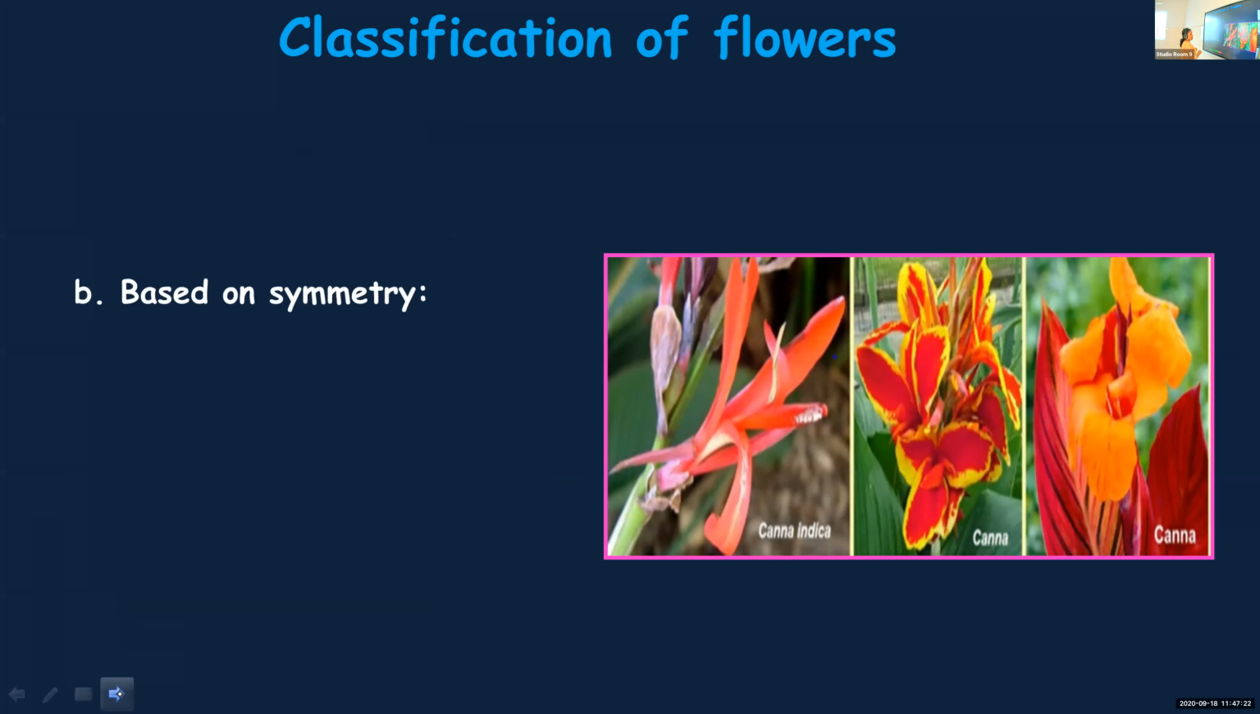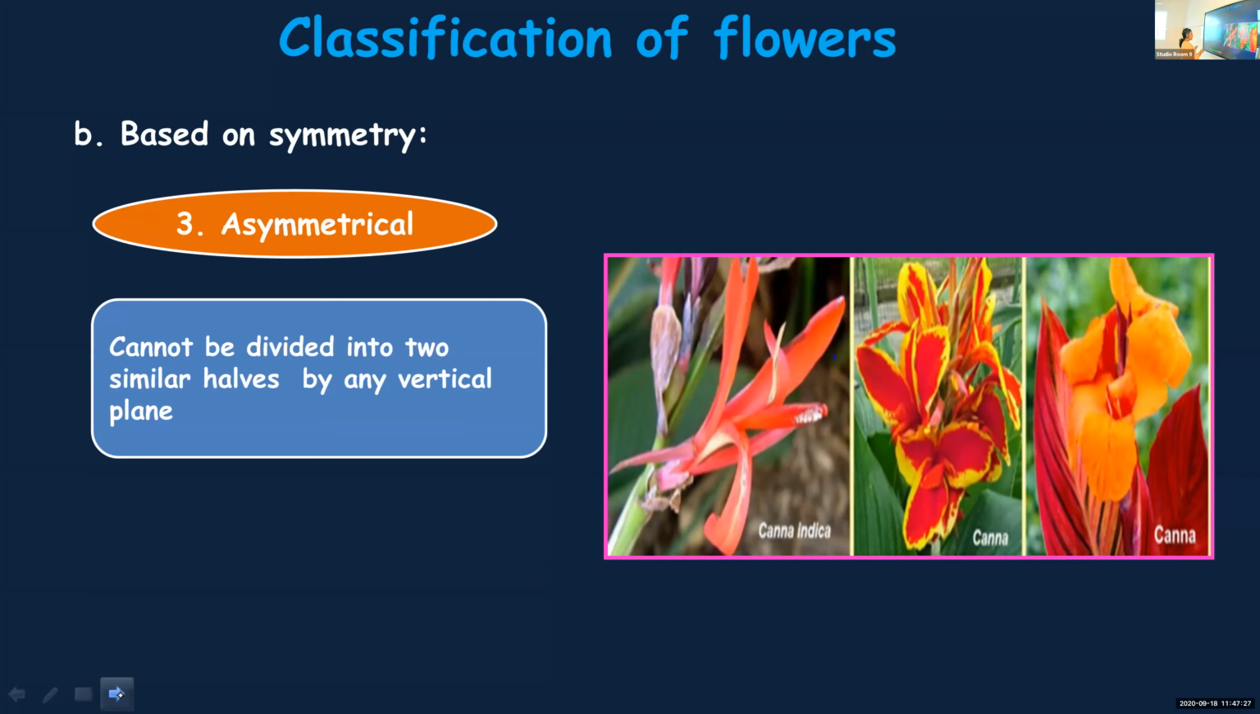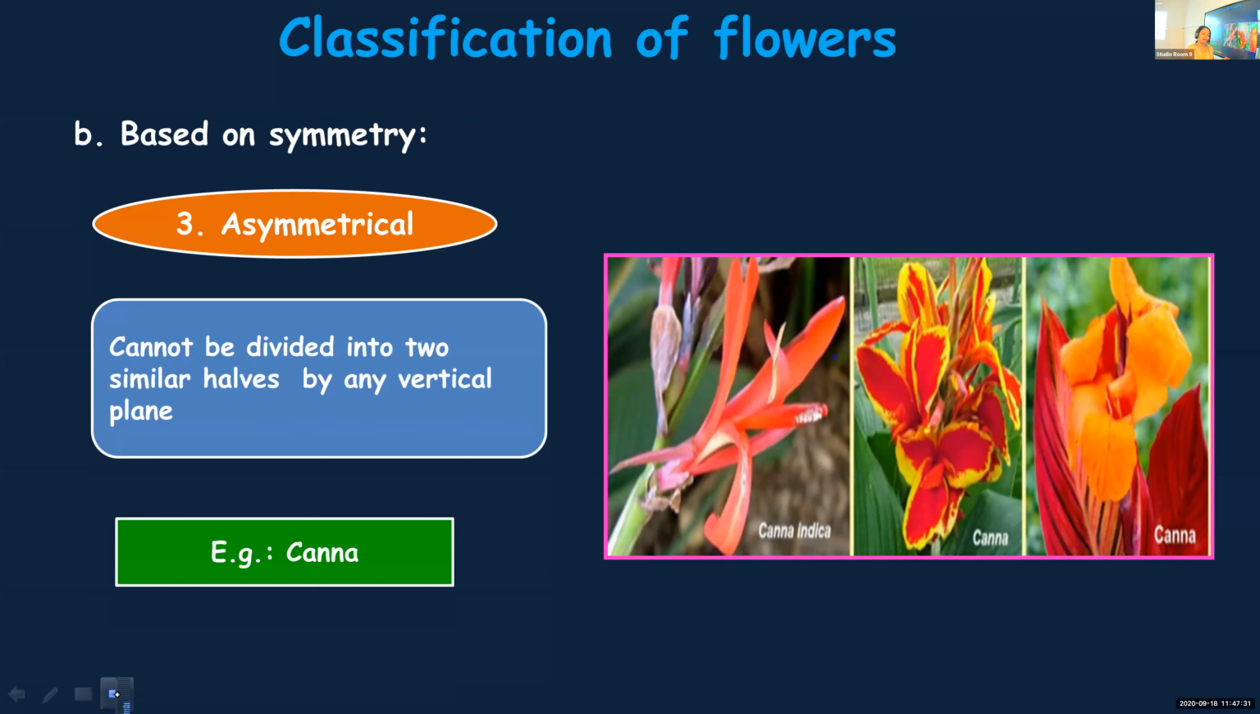Moving on to the last one. Asymmetrical flowers, as the name suggests, cannot be divided into two similar halves. You can't get two identical halves by cutting it along any plane. Okay, so such flowers, canna. Canna, you might be familiar seeing the picture. I think you might have understood. It's a decorative plant and it comes in different colors. Yellow, orange, red, white, different colors of canna you can find. So canna flower is an example for asymmetrical flowers.